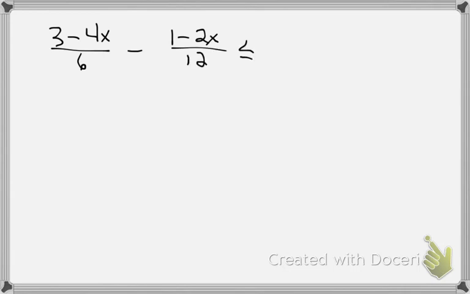What if I give you 3 minus 4x over 6? Oh, my benevolence has ended. The fractions are back. Minus 1 minus 2x over 12 less than or equal to negative 2. We're going to solve this inequality.